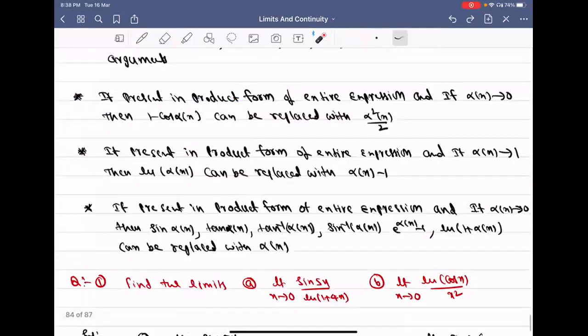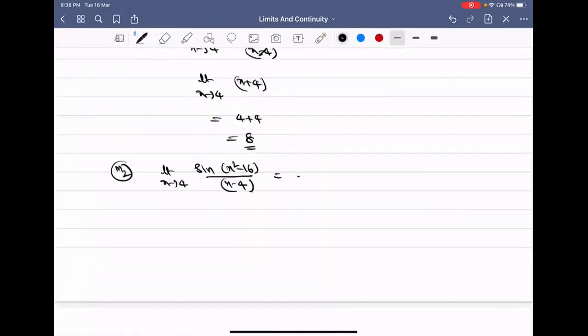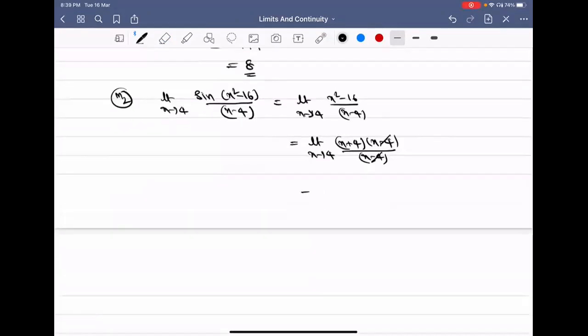Here alpha x is directly x square minus 16. Therefore, limit x tends to 4, we can replace this with (x square minus 16) over (x minus 4). That equals limit x tends to 4 of (x plus 4)(x minus 4) over (x minus 4). The x minus 4 terms cancel. If you substitute 4, 4 plus 4 equals 8. This is the answer.